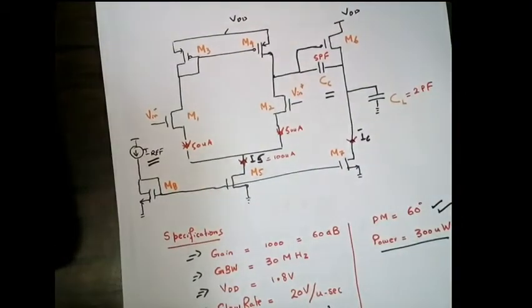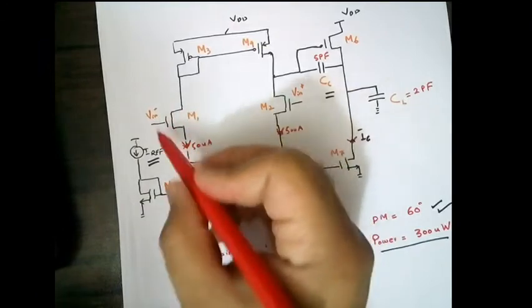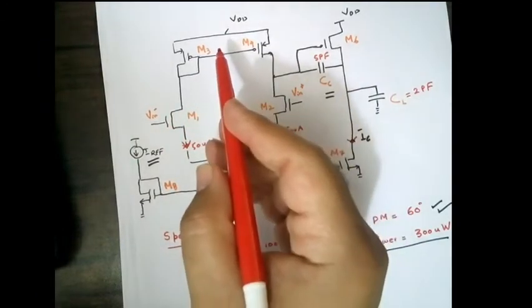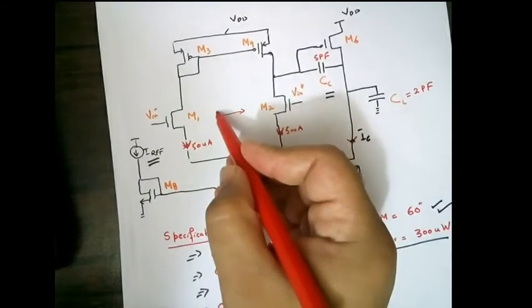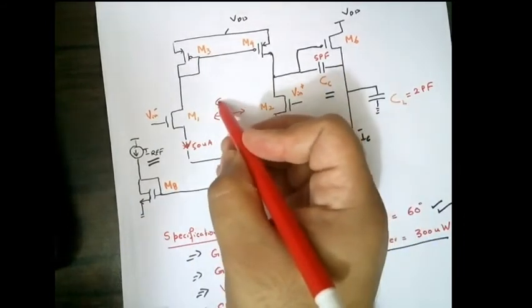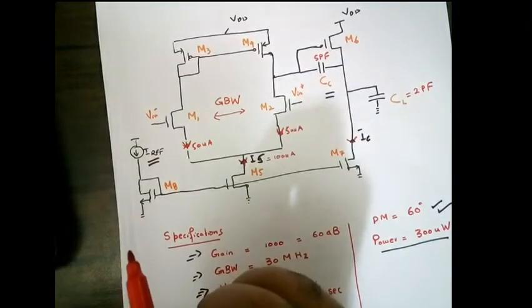And then we concluded in the last lecture that now we need to do the sizing of M1 and M2, then M3 and M4, and then M5. For the sizing of M1 and M2, we mentioned that the gain bandwidth product is going to basically help us in finding these values. How? Let's see that.